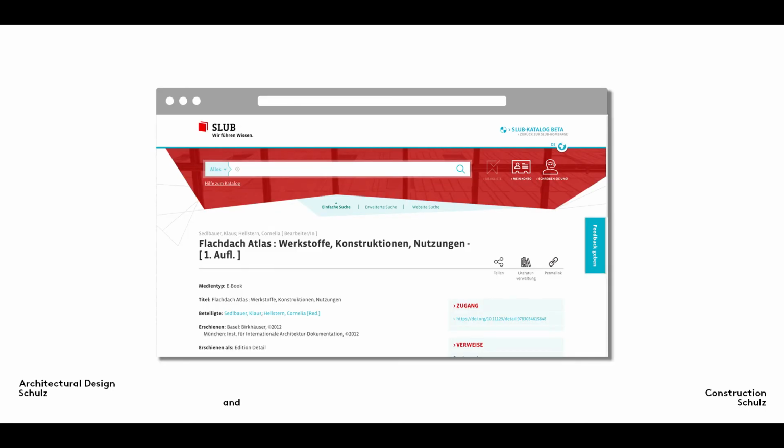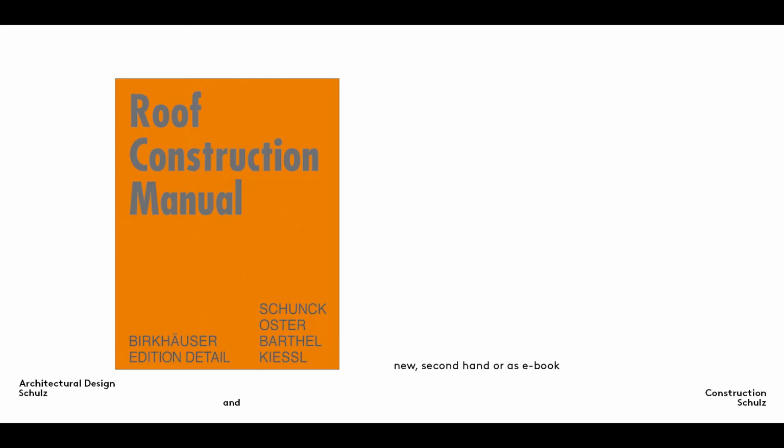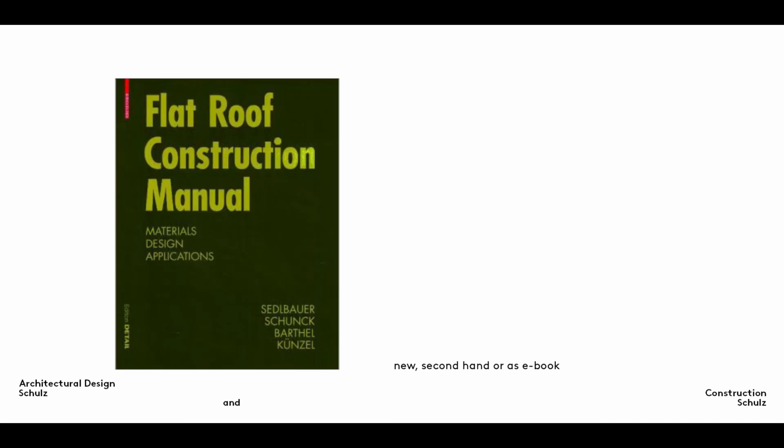Some of the books in the Manual series are available to download free of charge as PDF documents from Dresden University Library, SLUB. These include the Roof Construction Manual, which deals with pitched roofs, the Masonry Construction Manual, and the Flat Roof Construction Manual. They are available in both German and English language versions.